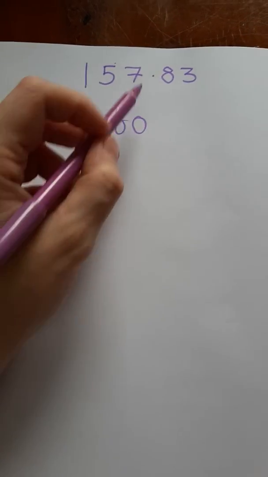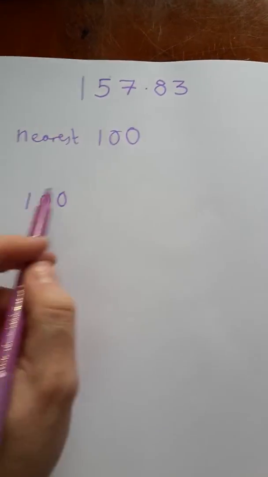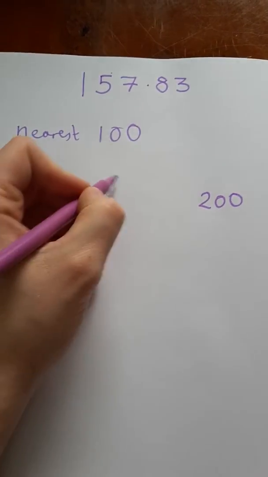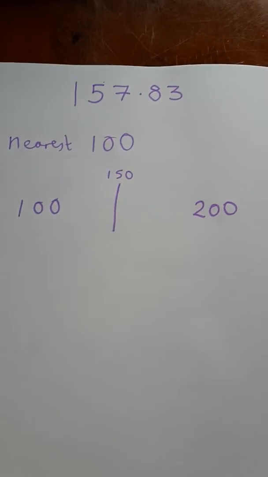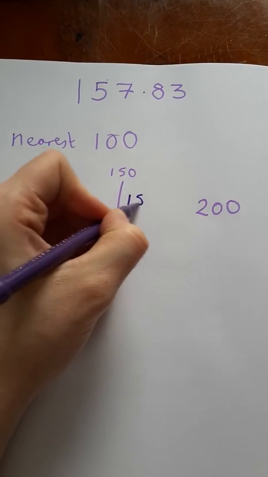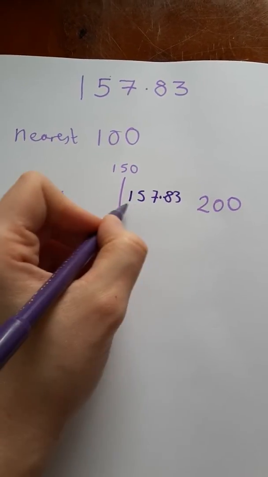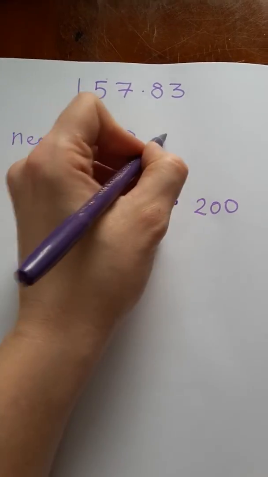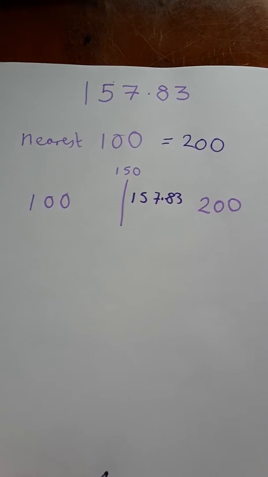So I'm going to look at my hundreds column, which is here, and my starter number is 100. My next 100, because I'm counting up in hundreds, would be 200, and my midpoint is going to be 150. Well, my value is 157.83, so it's on this side, so it's actually closer to 200. So to the nearest 100, it's going to be 200.